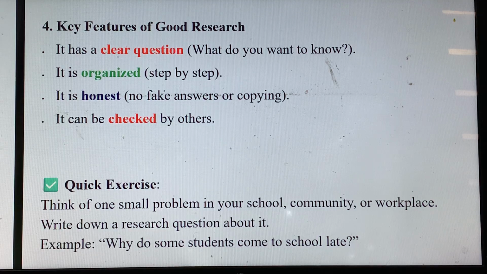So before we end this lesson, let's do this quick exercise. Think of one small problem in your school, community, or workplace. Write down a research question about it. An example could be, why do some students come to school late? Please, you can type your question in the comment section and I will respond to them.